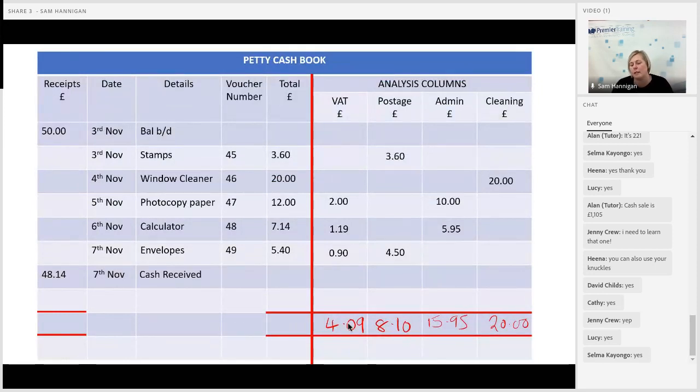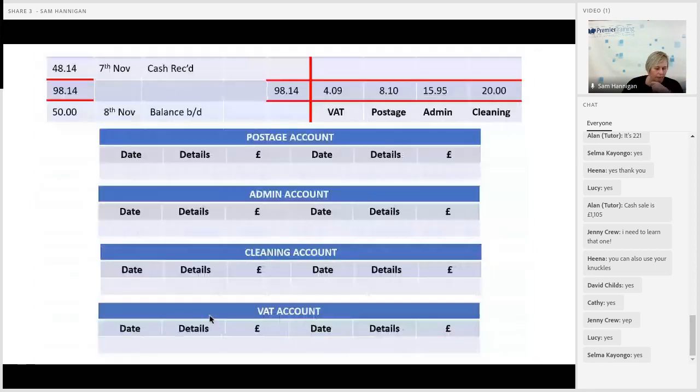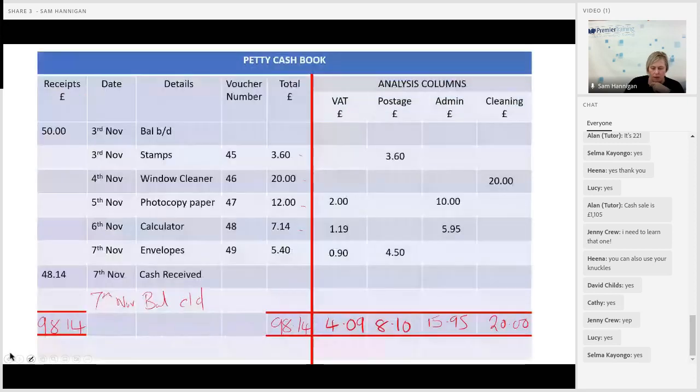Now, what we're doing here is we've then got to balance it off. So the debit side shows that it's got £50 in, and we've put in a further £48.14. So that gives me £98.14. So you put that in the debit and the credit column. The difference then at the 7th of November would be your balance carried down. So basically what you're saying is £98.14 minus off all these should give you a balance carried down of £50.